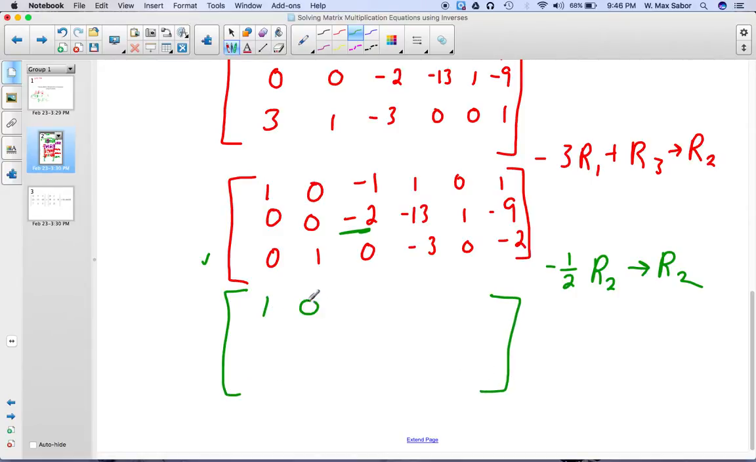So 1, 0, negative 1, 1, 0, 1, 0, 0, 1. I'm going to divide this by negative 2 by writing out the decimal. Positive 6.5, negative 0.5, and positive 4.5. Then 0, 1, 0, negative 3, 0, negative 2.